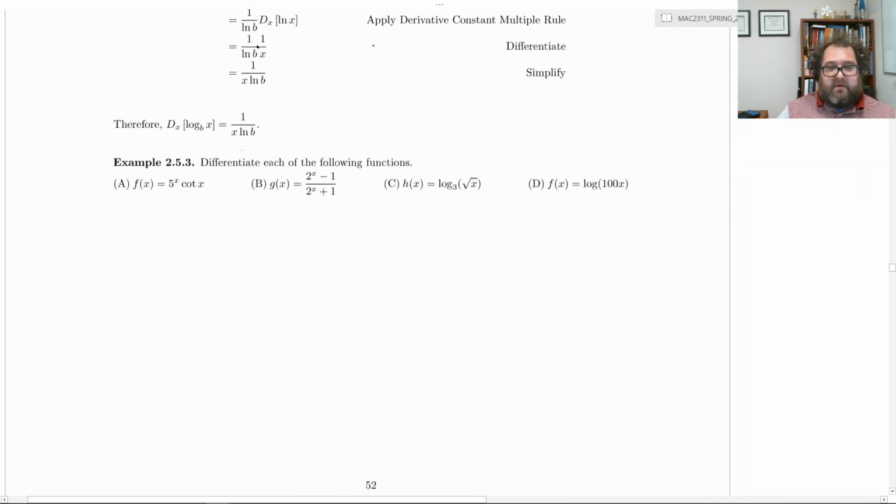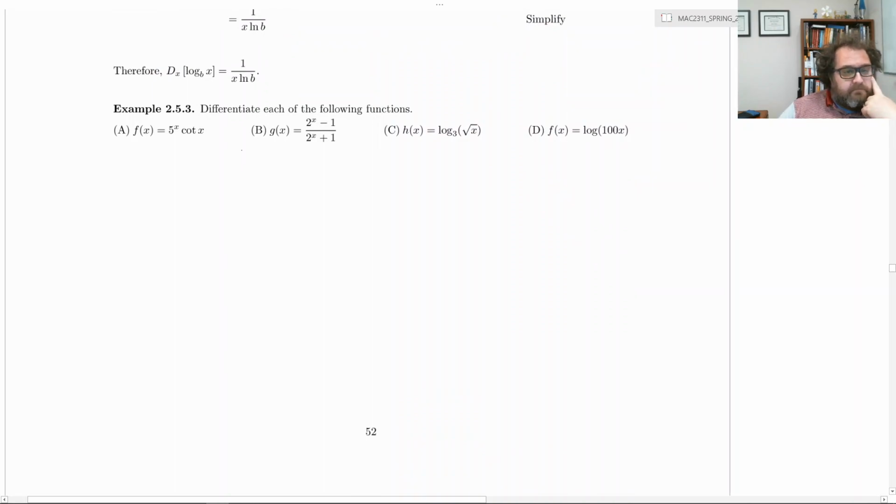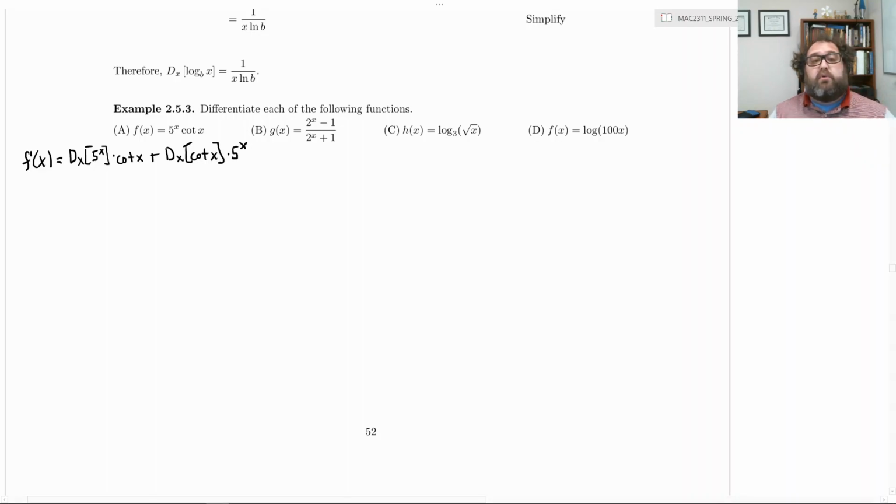All right, so let's do a couple examples with these and see what we can come up with. We have 4 examples here. The first one looks like a product, some trig and some non-base e exponentials. So I see a product, I immediately think product rule. So f prime is what? The derivative of the first function, 5 to the x, times the second function, cotangent, plus the derivative of the second function, cotangent, times the first function, 5 to the x. So that is the application of the product rule.